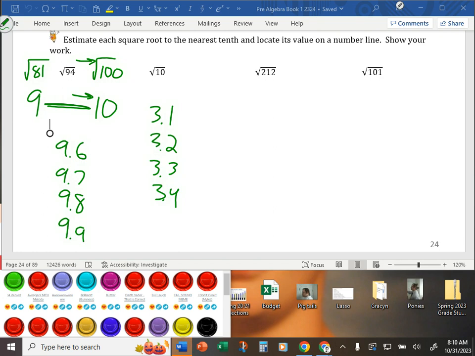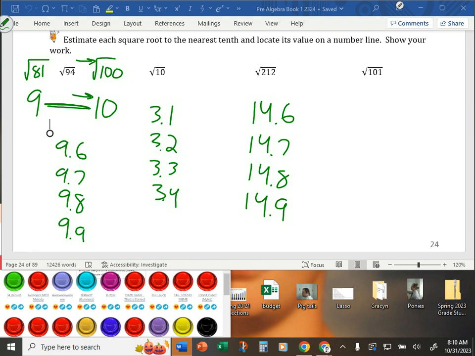Root 212 is between 14 and 15. It is closer to 15 than it is to 14. So any of these answers would be okay. Incorrect. That one there. That's incorrect. Yeah, it's between 196 and 225, which is between 14 and 15. It is closer to 225 than it is to 196. That's why we have these answers here.